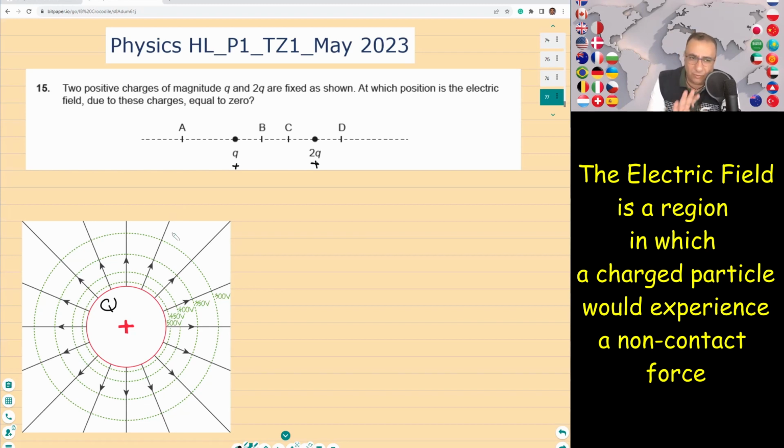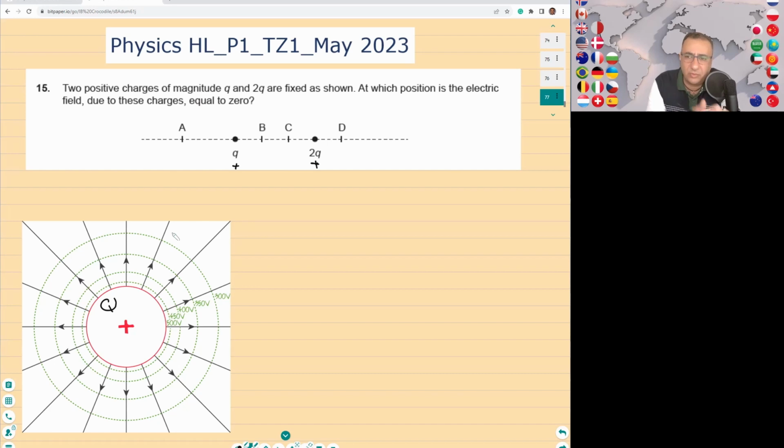Just for the sake of accuracy, unfortunately many questions mention electric field equals 0, but they mean electric field strength. However, if you see a definition question, you have to stick with whatever you see. If I ask you to define electric field, the definition, as I mentioned, is just the region. But if I ask you to define electric field strength, I will show you now. Let's remember together what we know about electric field strength.